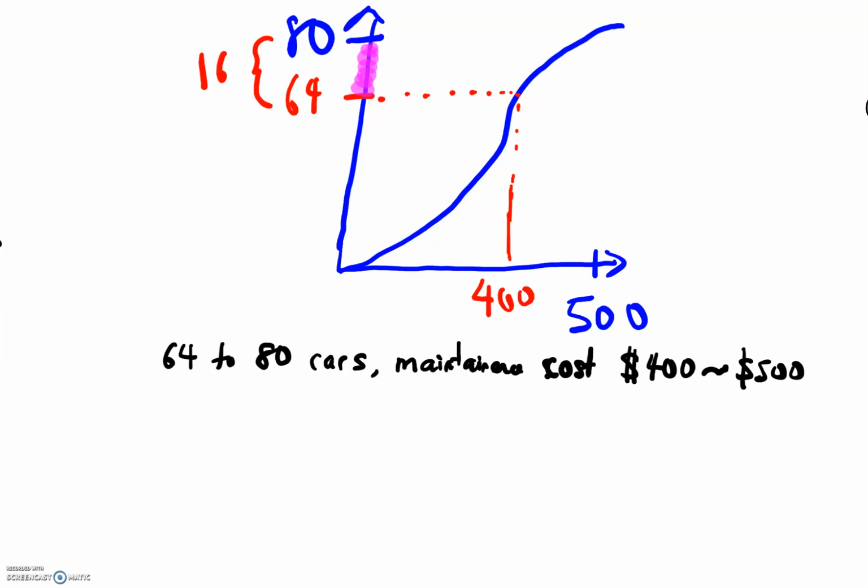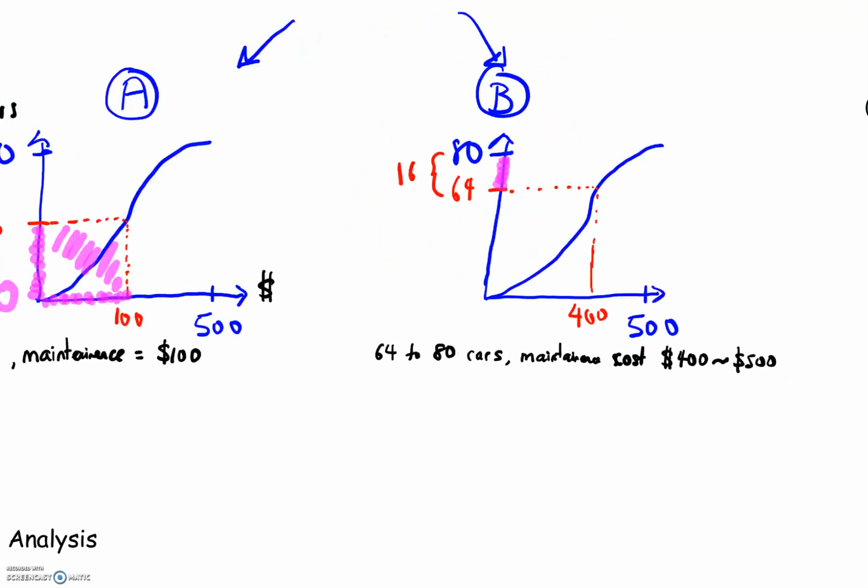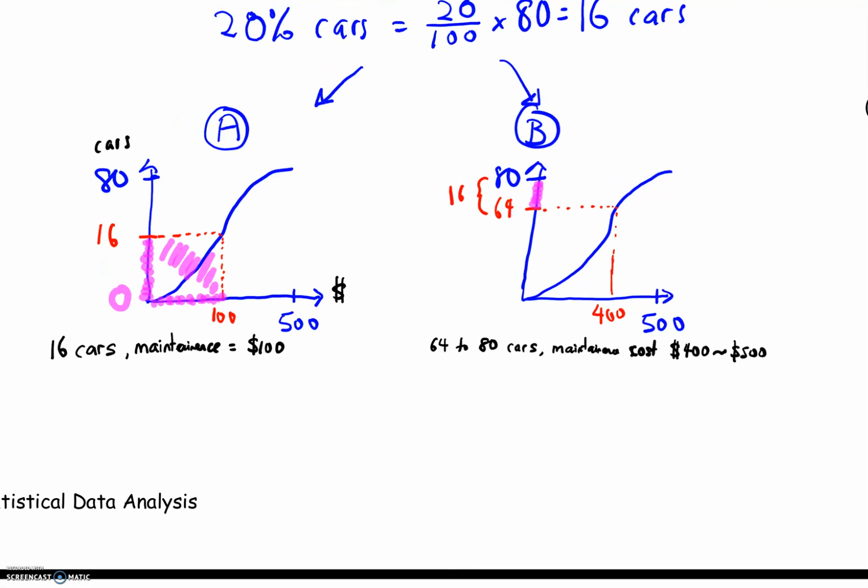Okay. Now this is a more correct way of saying. So let's change the statement in A. So we don't say 16 cars maintenance $100. So we say that from 0 to 16 cars is from how much to how much? 0 to $100. Now, if I want to go by the coloring, 64 to 80 will be from 400 to 500.